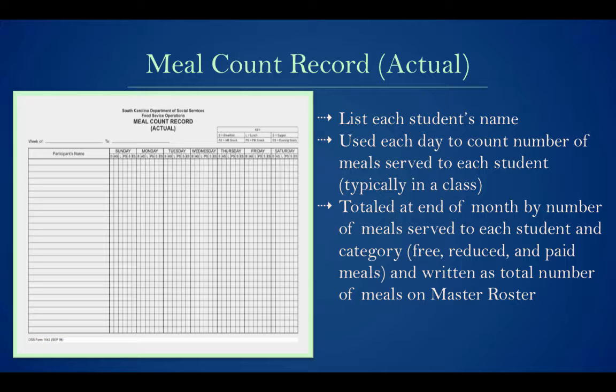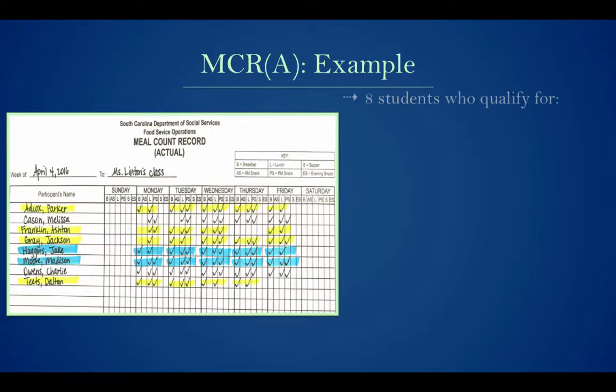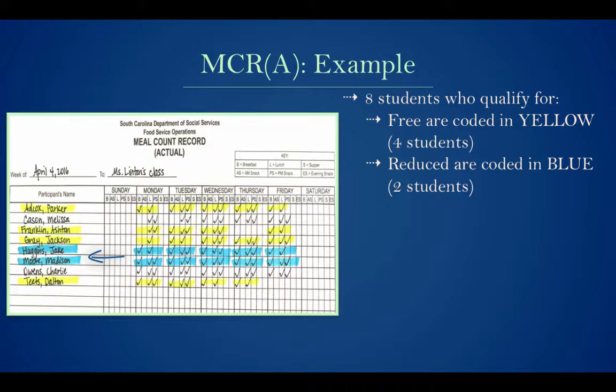You may also want to color code your students by category, free, reduced, and paid, to help with counts at the end of each month. If you choose to do this, be consistent with your color codes and don't forget to write the color key on the form. In our example, we have 8 students who qualify for free or reduced meals. Free students are coded in yellow. Reduced students are coded in blue. Paid students are not color-coded.